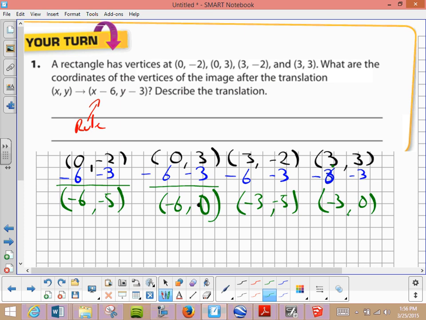And I wanted you to do it this way because you're literally saying I'm taking away, I'm adding, or whatever, to the x and the y axis. Now, when they ask you to describe a translation, they just want to know what is happening. So what happened? Exactly. 6 units to the left and then 3 down, right? That's it. That's all I needed.